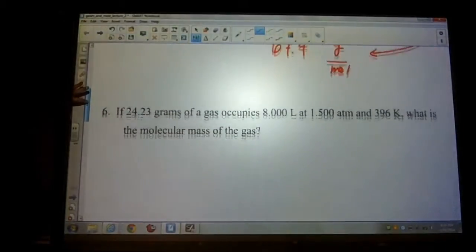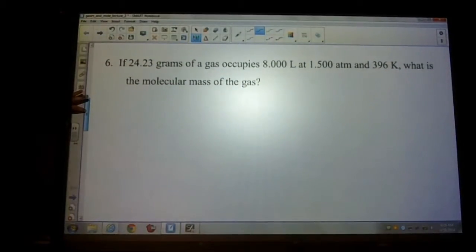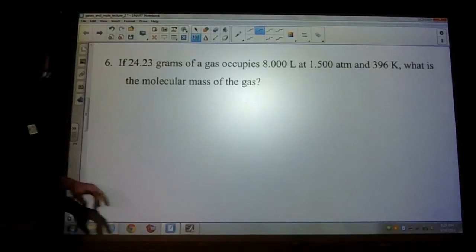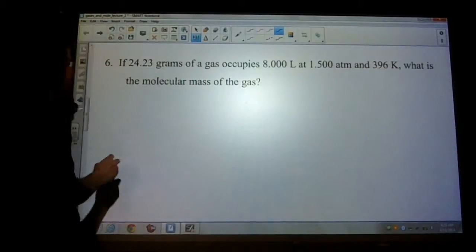All right, so let's look at the next one, number 2 in your notes. The question says that if 24.23 grams of a gas occupies 8 liters at 1.5 atmospheres and 396 Kelvin, what is the molar mass of this gas? Try this one on your own, and don't peek up here. Give it a shot. I'll go through the steps here, but don't peek.